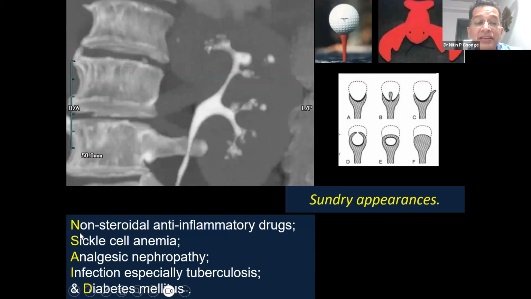Multiple reasons, which can be remembered with this mnemonic, NSAID, can lead to RPN or renal papillary necrosis, which leads to multiple sundry appearances of the calyceal system with otherwise preserved excretion of contrast. So this is an important diagnosis which can also be picked up on CT or urography and is an important cause of obstructed system or pain in the renal angle, which can be because of multiple reasons.